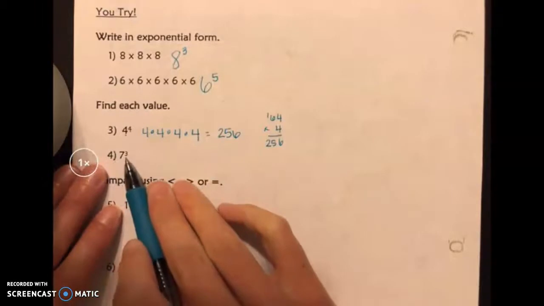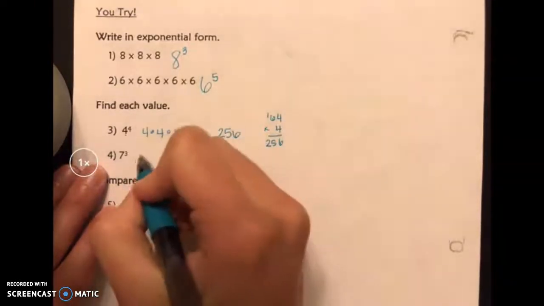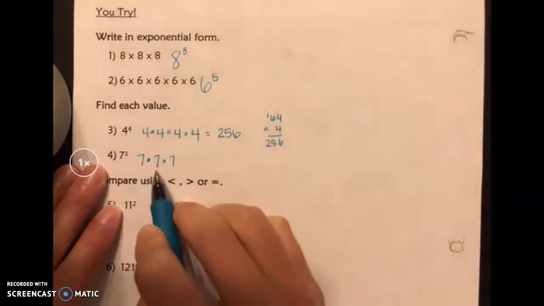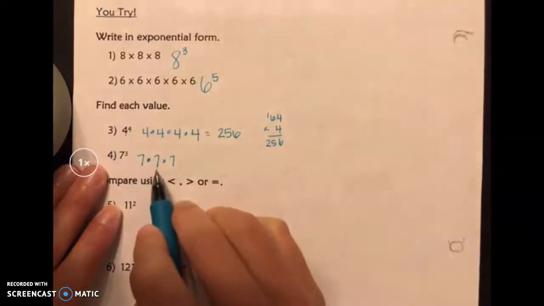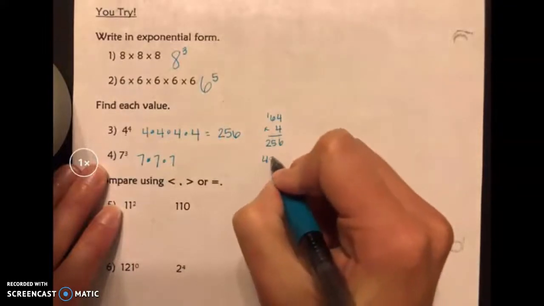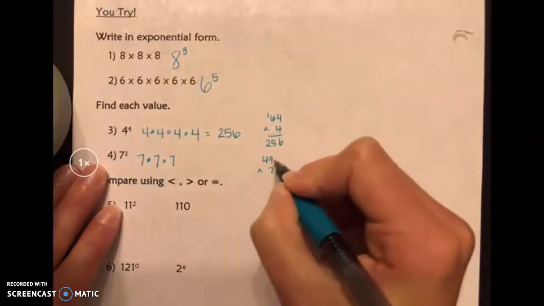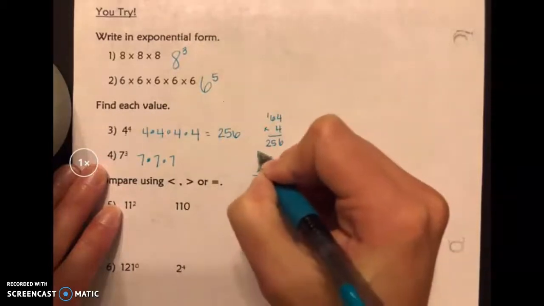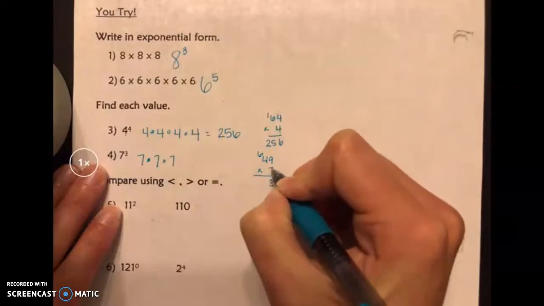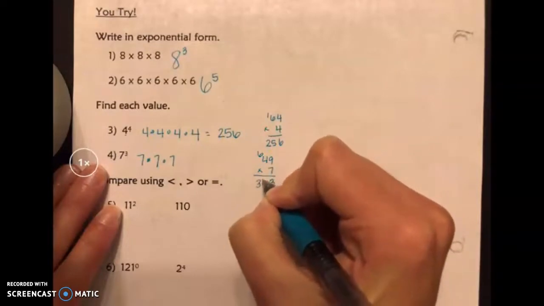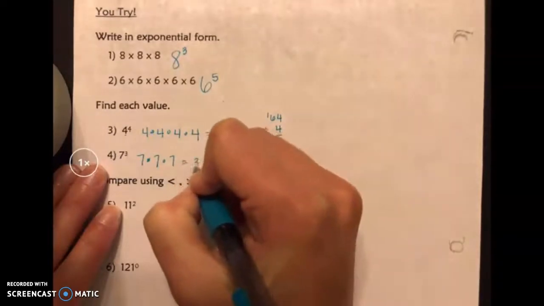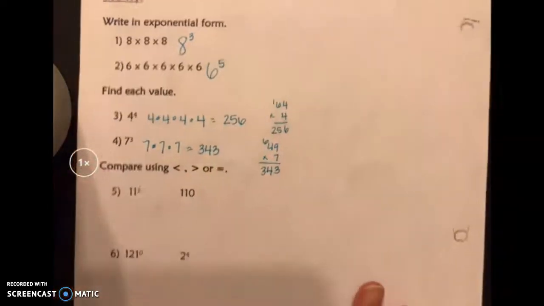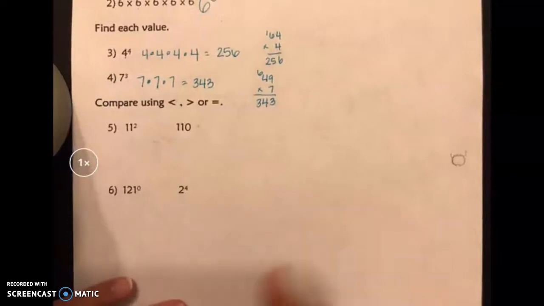All right, so we have 7 raised to the 3rd, or 7 cubed. So that means I'm going to be multiplying 7 3 times. 7 times 7 is 49, and then I need to do 49 times 7. So 49 times 7. 9 times 7 is 63, carrying my 6. 4 times 7 is 28. 28 plus 6 is 34. So 343.